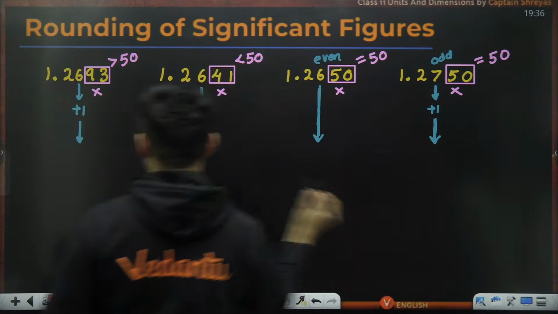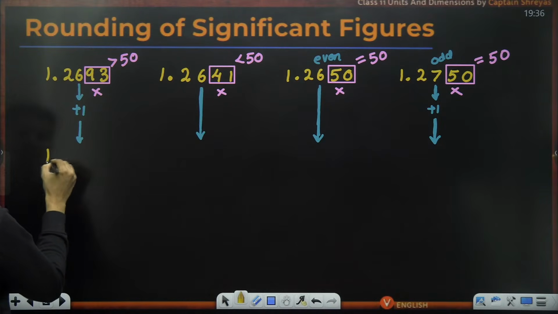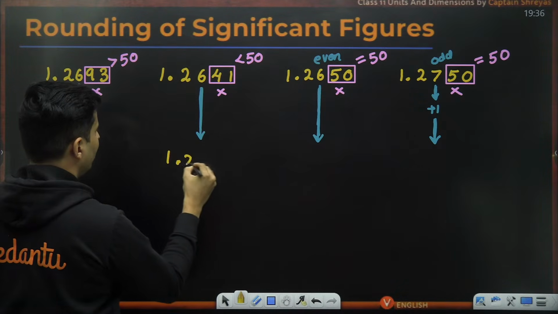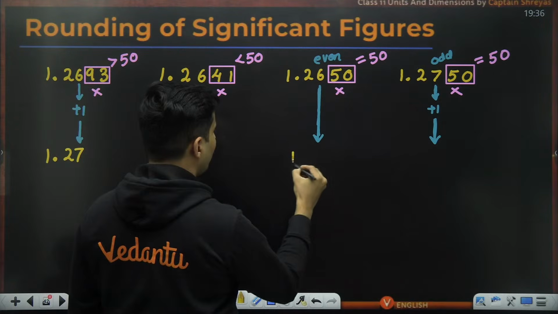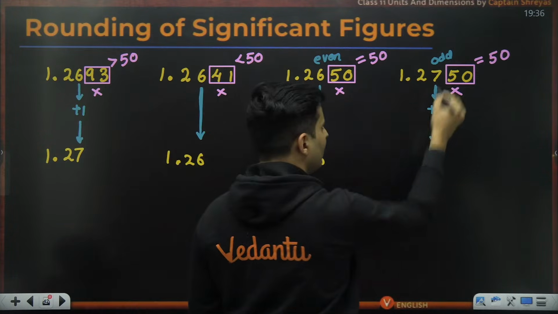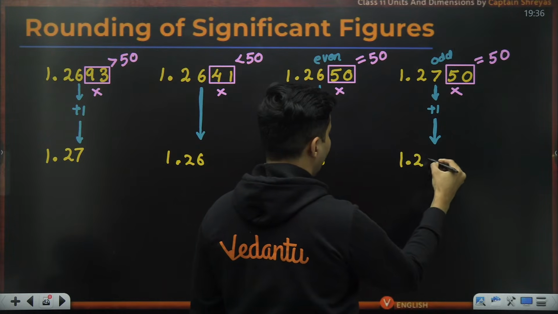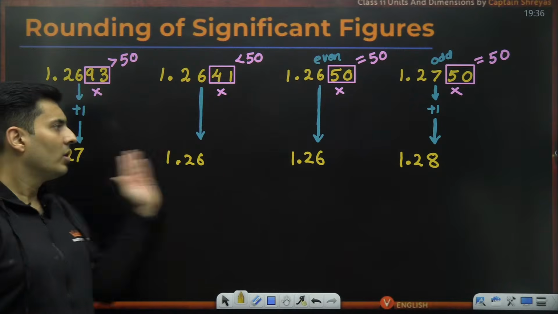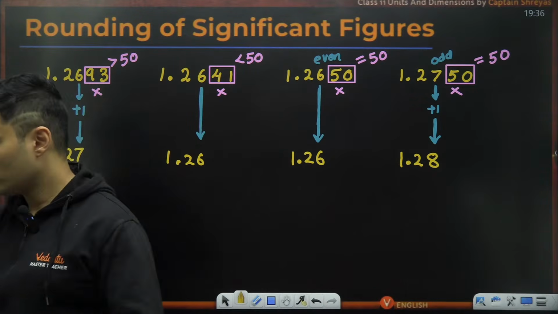That's the logic. So because I've added 1, this will become 1.27. This will become 1.26. Again, even means just as it is. If it is odd, just add 1 to the previous digit, so it will become 1.28. That's how to do the rounding off. Is this clear?